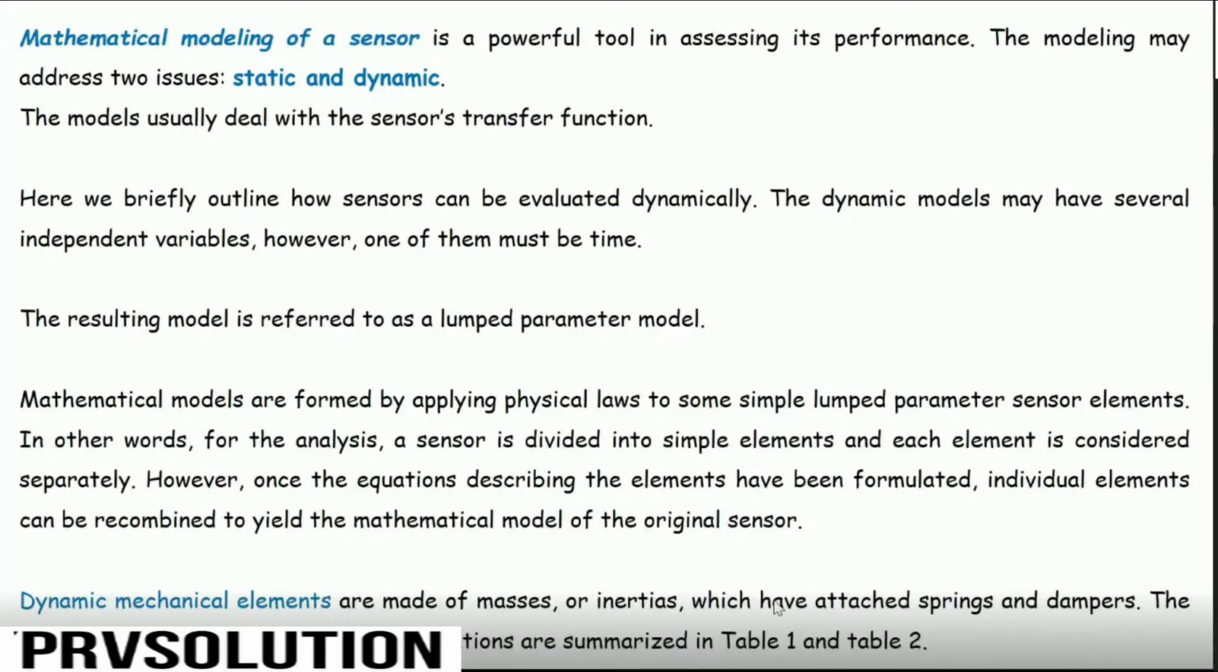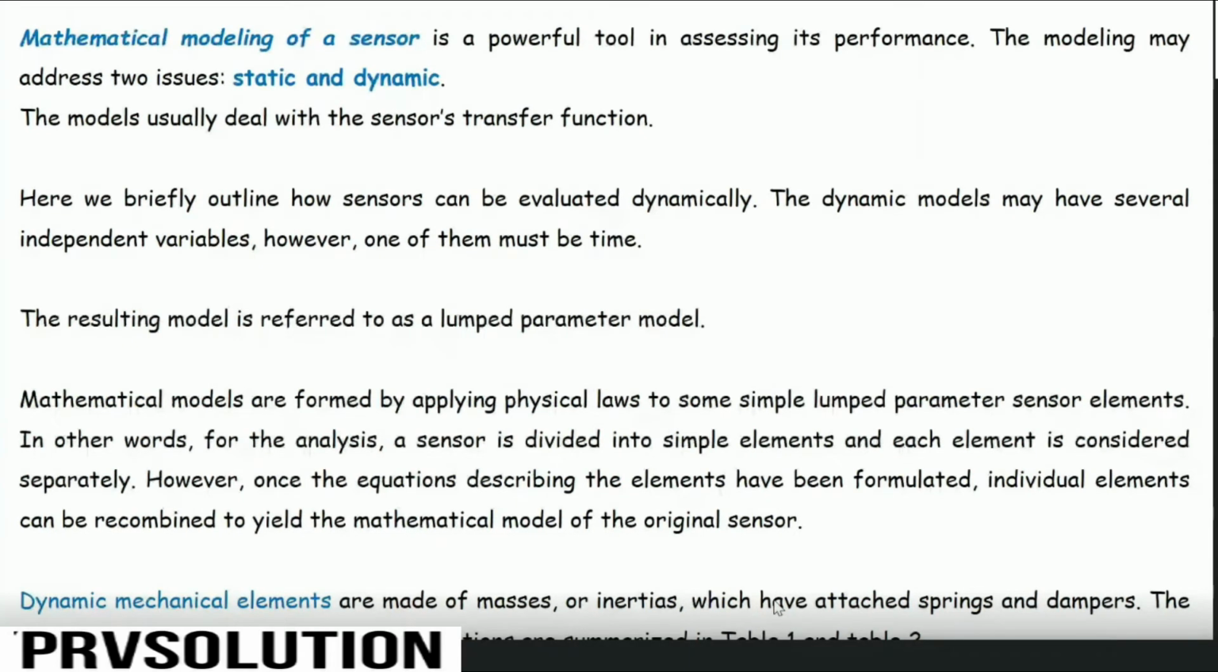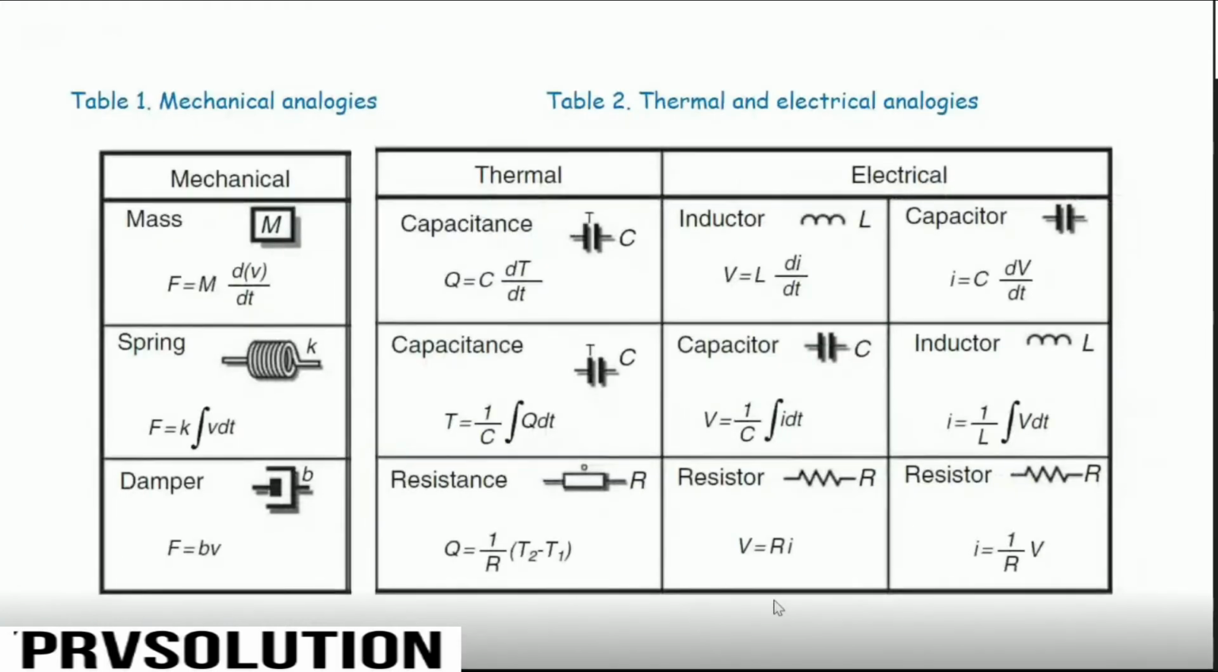So dynamic mechanical elements are made of masses or inertia, which have attached springs and dampers. If we consider the mechanical elements, we can model their dynamics with the help of masses, inertia, etc. You will be familiar with all these things. Now look at tables 1 and 2, where various elements and their governing equations are summarized. Come to the mechanical models.